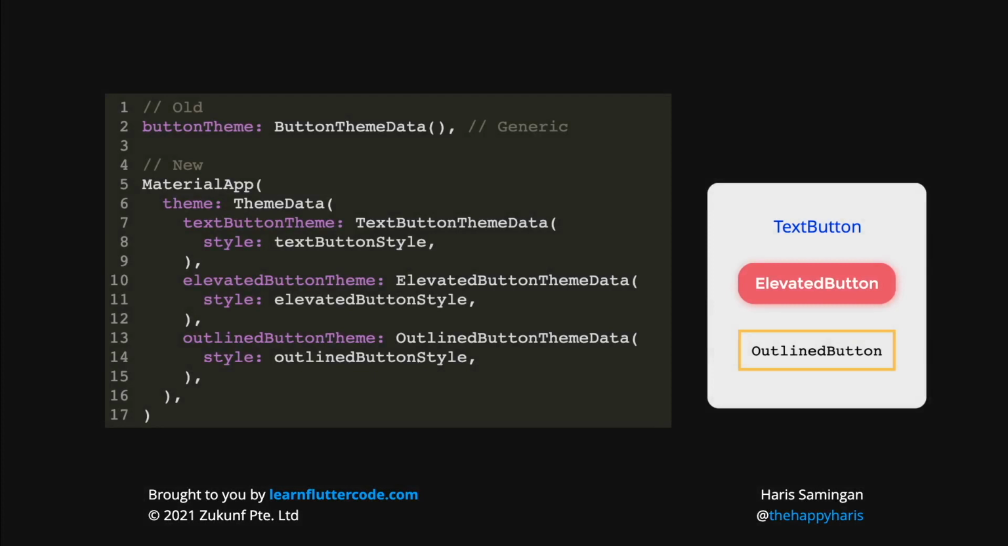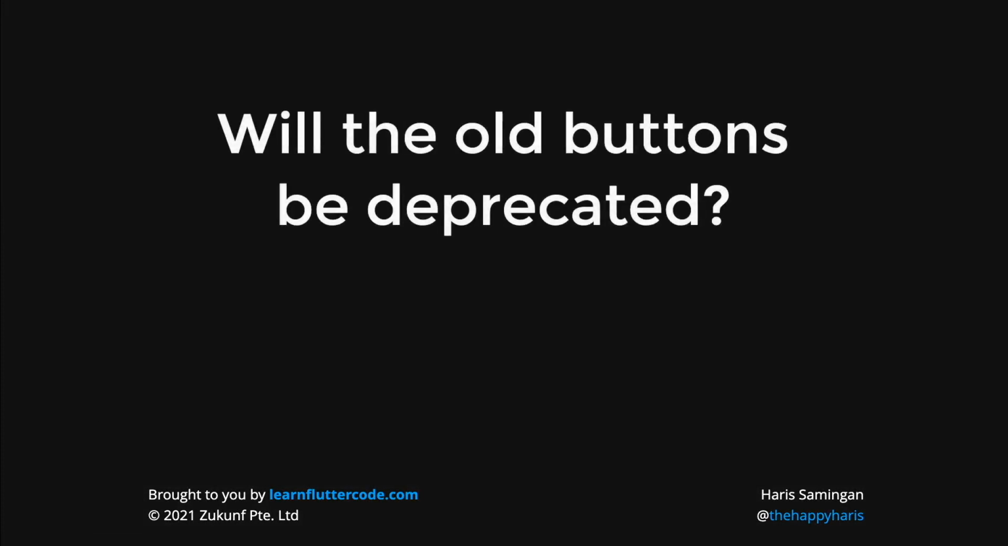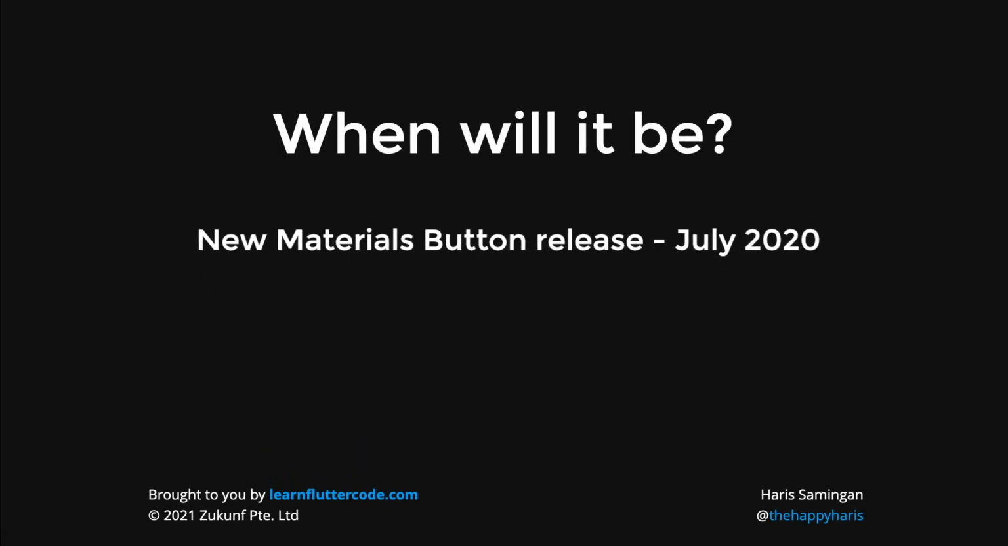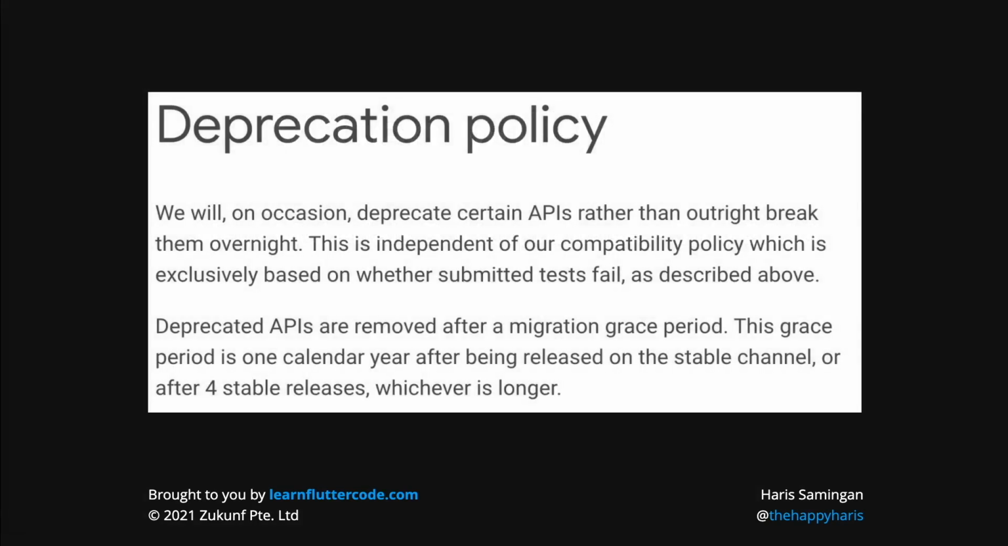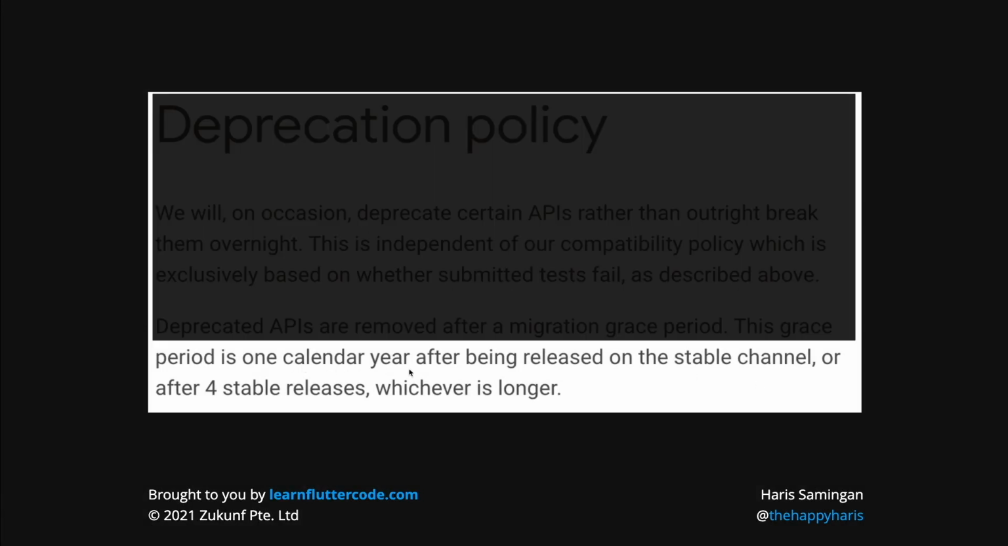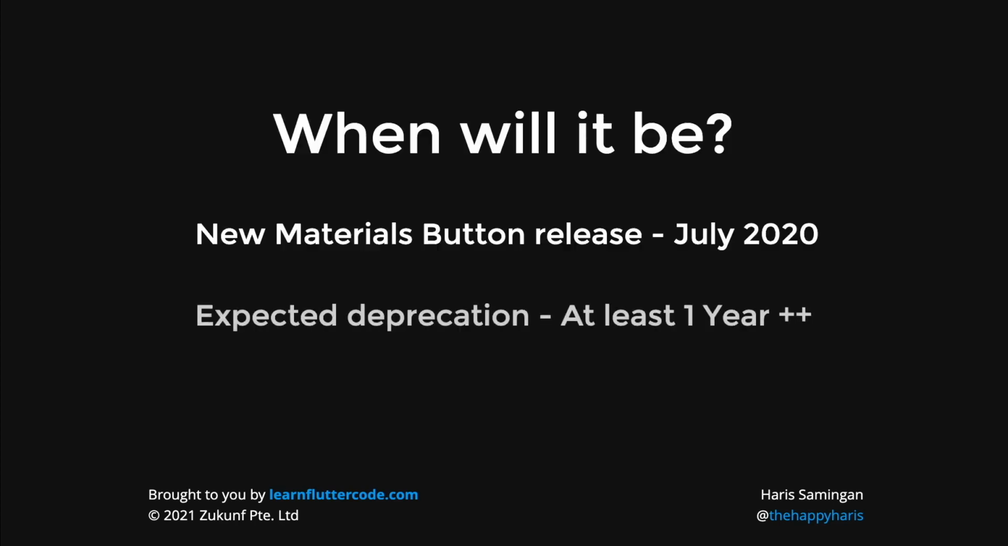So now with these new changes, you might be asking, will these old buttons be deprecated? Yes. And then you might be asking, when will it be? So the new material buttons was released in July 2020. So according to the deprecation policy of Flutter, it might take 1 calendar year after being released on stable to be deprecated, or after 4 stable releases, whichever is longer. So in a sense, it is expected to be deprecated at least 1 year after July 2020 plus plus.